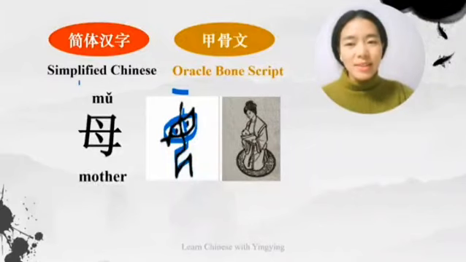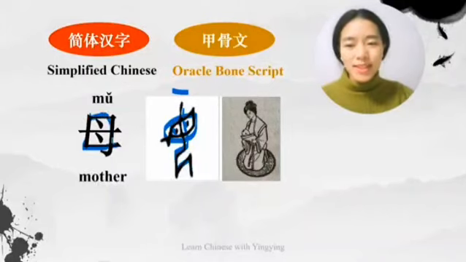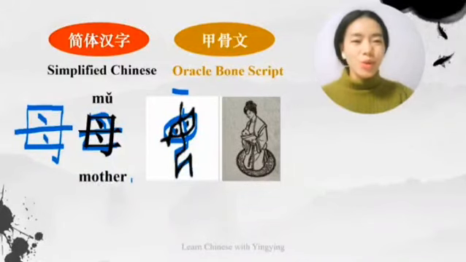And do you see the simplified Chinese actually kind of emphasize the body part more importantly, because this is the most important part of our body. So do you see here, this is the body part, and the 2 dots are the breast. So let's write the word together. This is the word 母. 母, it means mother.